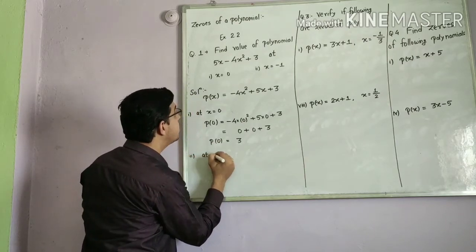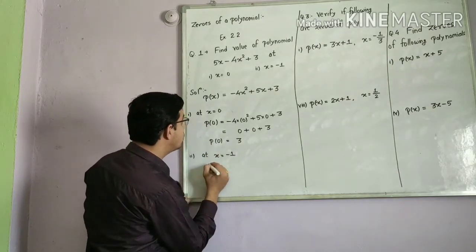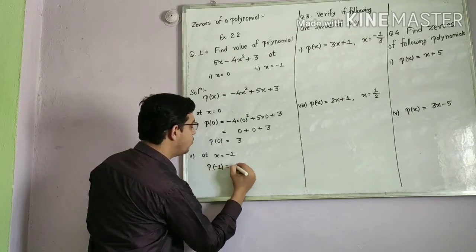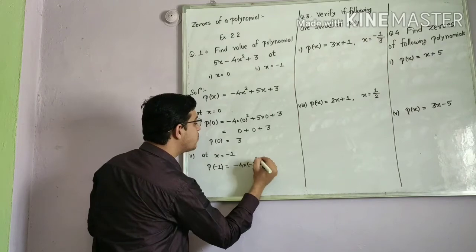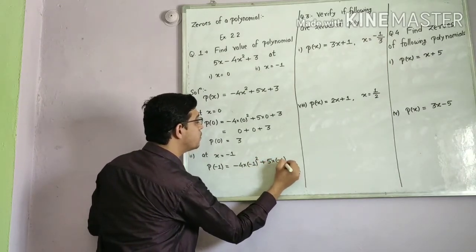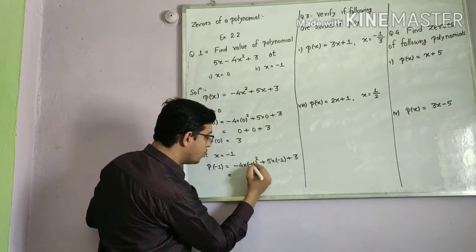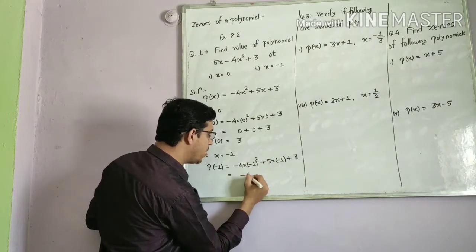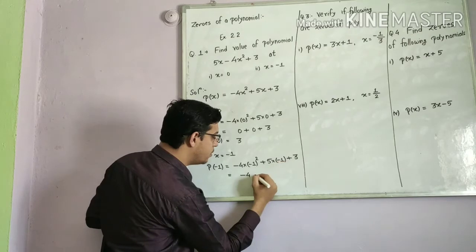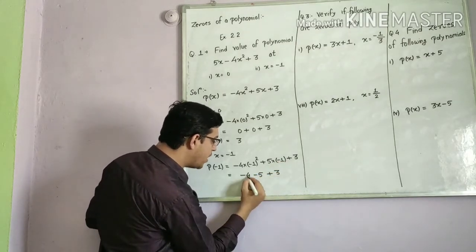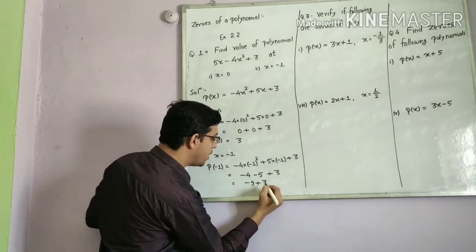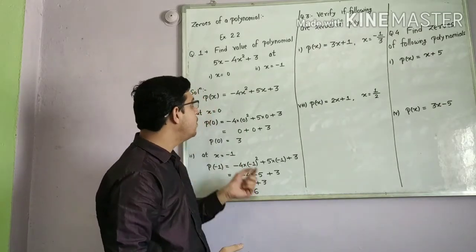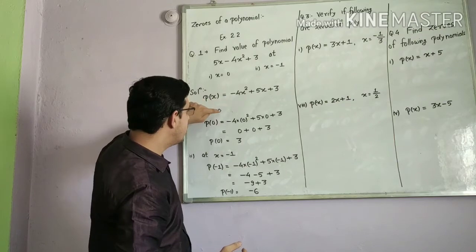Second, at x equal to minus 1. So in place of x we have to put minus 1 here. So it will be p of minus 1 is equal to minus 4 into minus 1 square plus 5 into minus 1 plus 3. So this is minus 1 power 2, which is an even number, so this will become 1. So 1 into minus 4 will be minus 4. 5 into minus 1 is minus 5 plus 3. Now minus 4 and minus 5 together make minus 9 plus 3, and when you solve this you will get minus 6. So p of minus 1 is minus 6. This is how you will find the value of any polynomial at a particular given number.